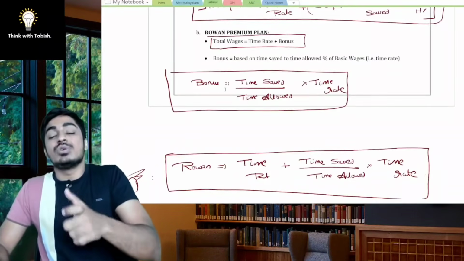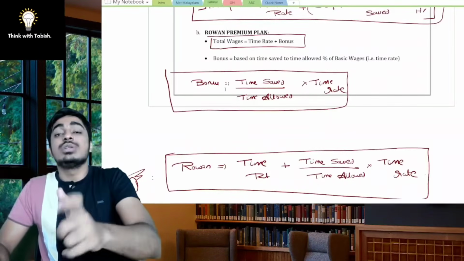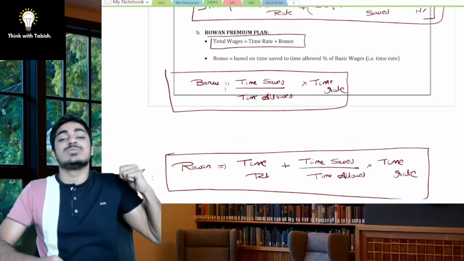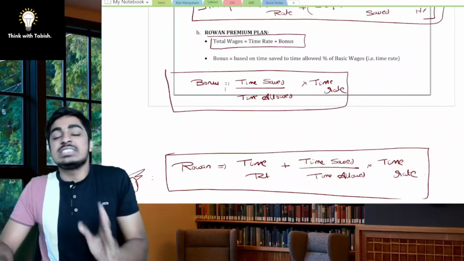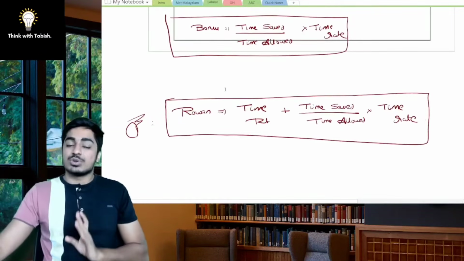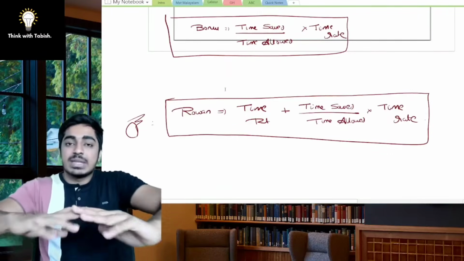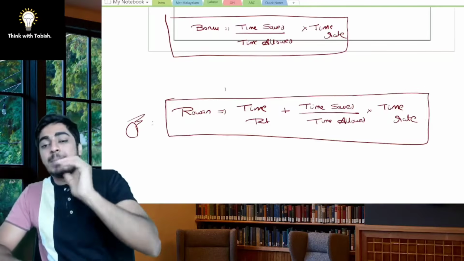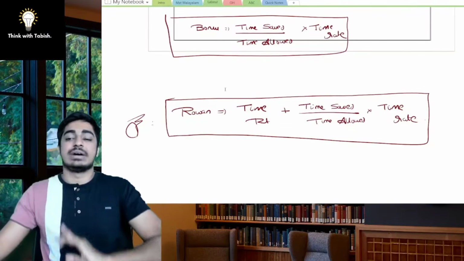And what is this bonus based on? The bonus is based on his time rate. Whatever he is getting for the hours he is working, as a percentage of this time rate, he will be getting the bonus. So what is total payment as per Rowan scheme? Firstly, we will pay him the time rate plus bonus. How do we get it? It is time saved by time allowed into time rate.